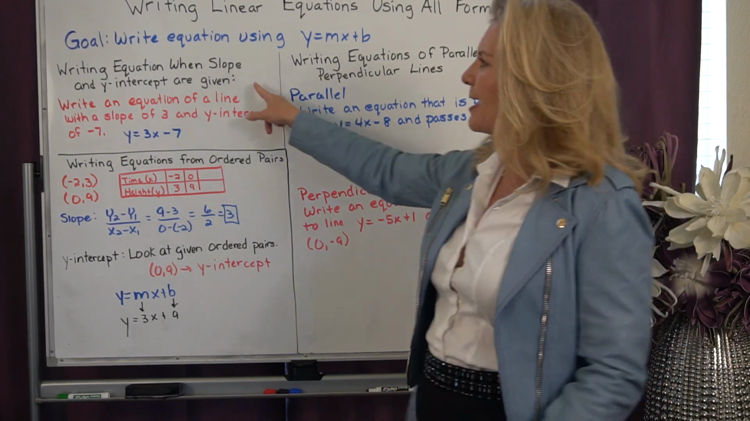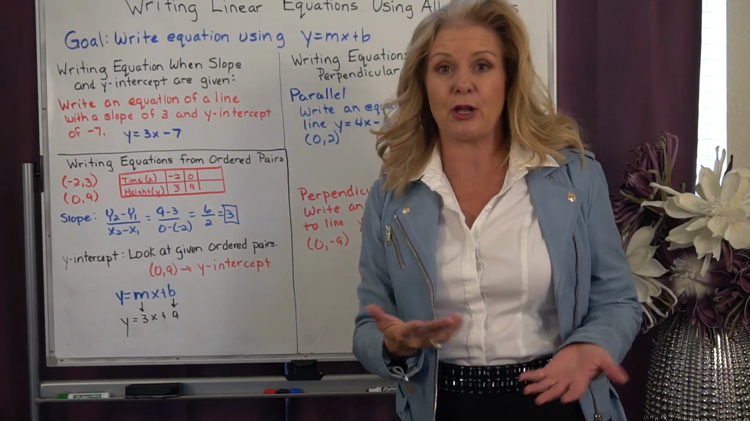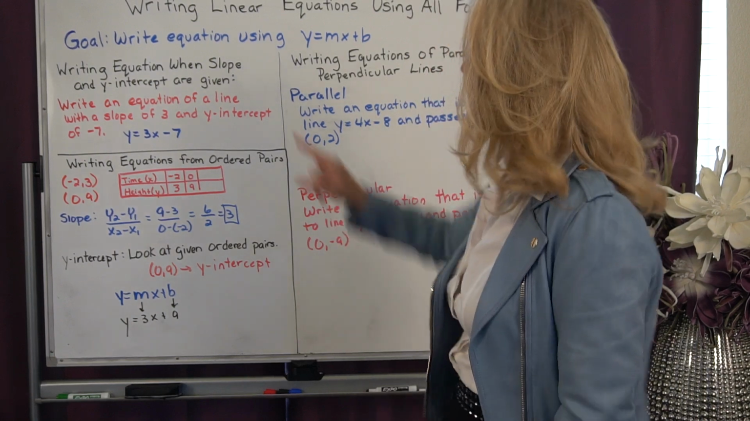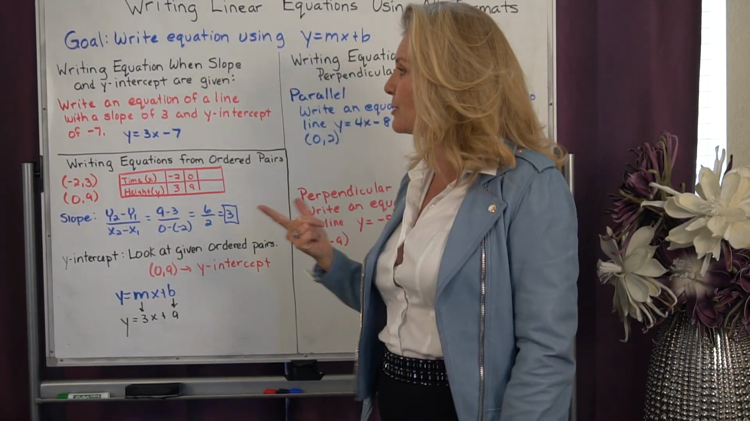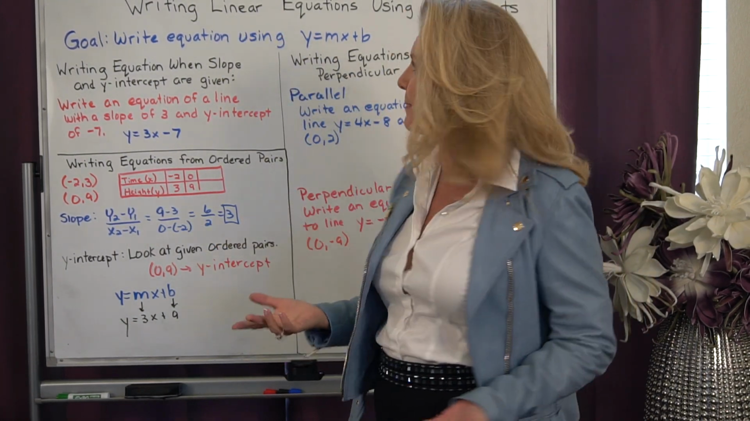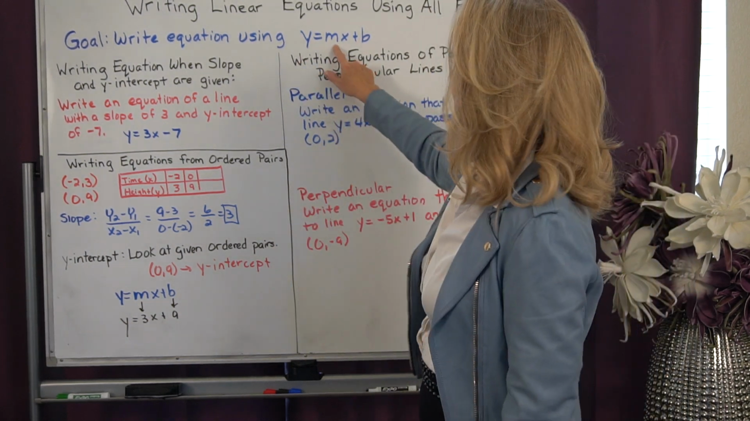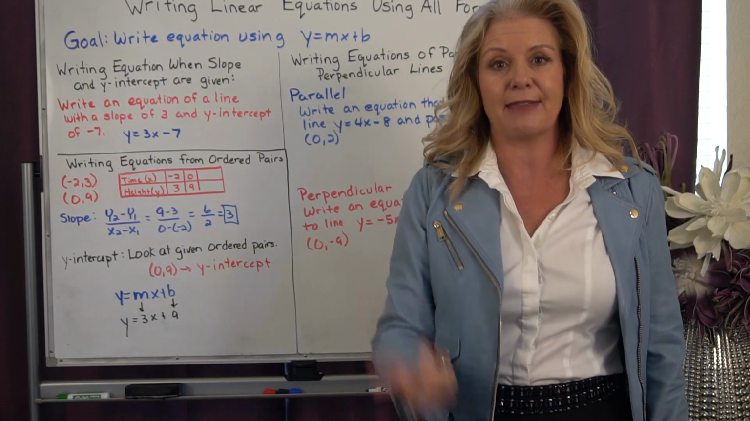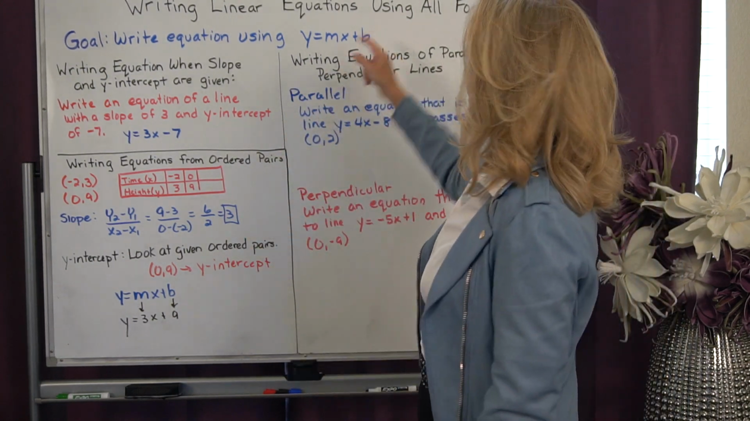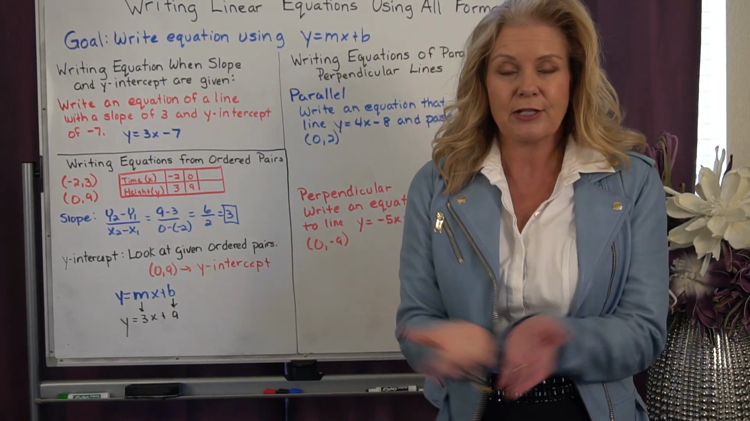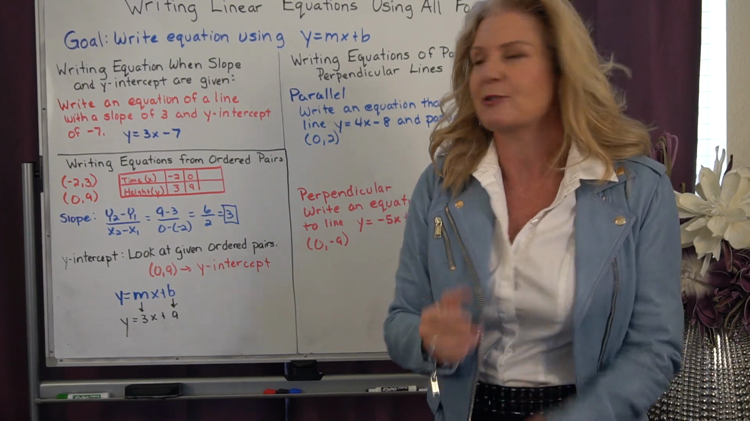So sometimes they're just going to tell you the slope and the y-intercept. And we know that a linear equation is always written in the form y equals mx plus b. So if they gave me the slope, that represents my m. And if they gave me the y-intercept, that represents my b. All I have to do is insert those numbers into those positions.